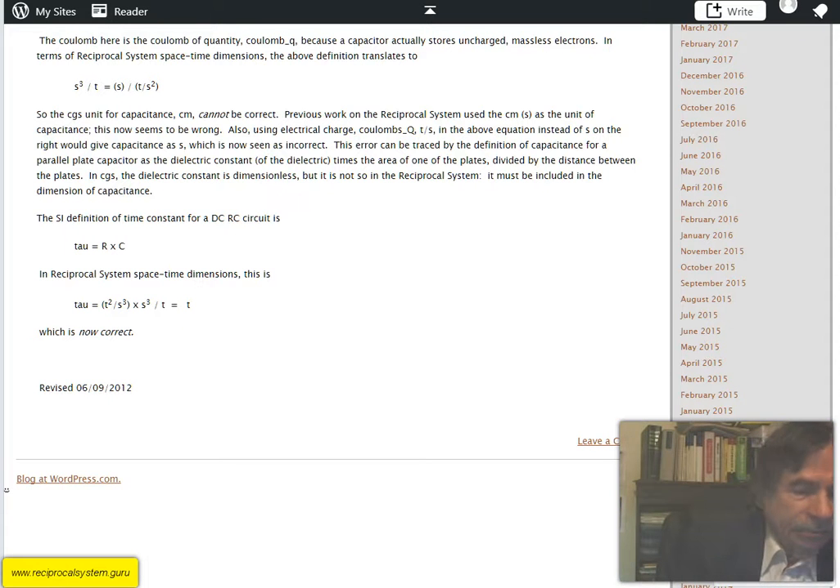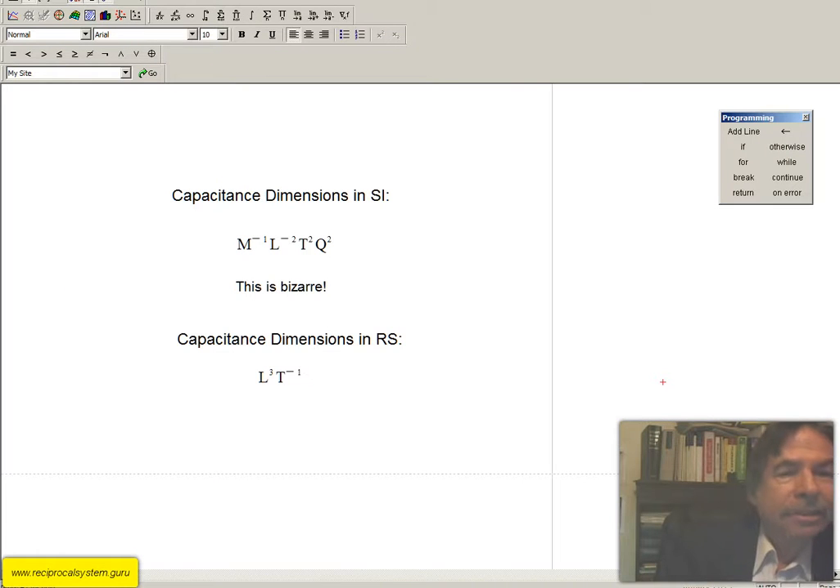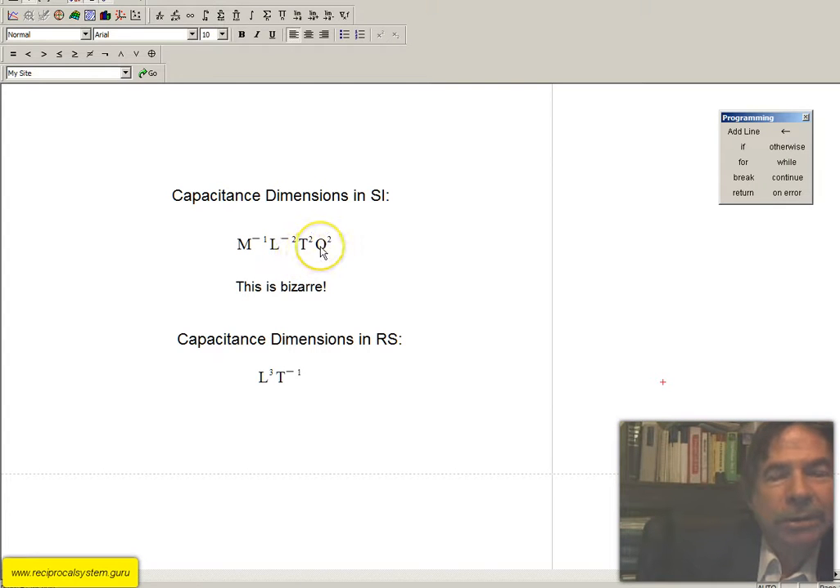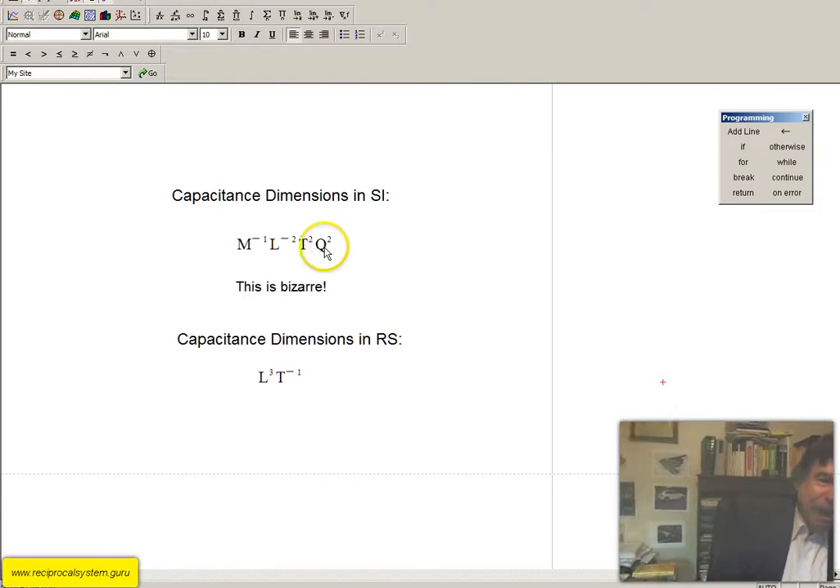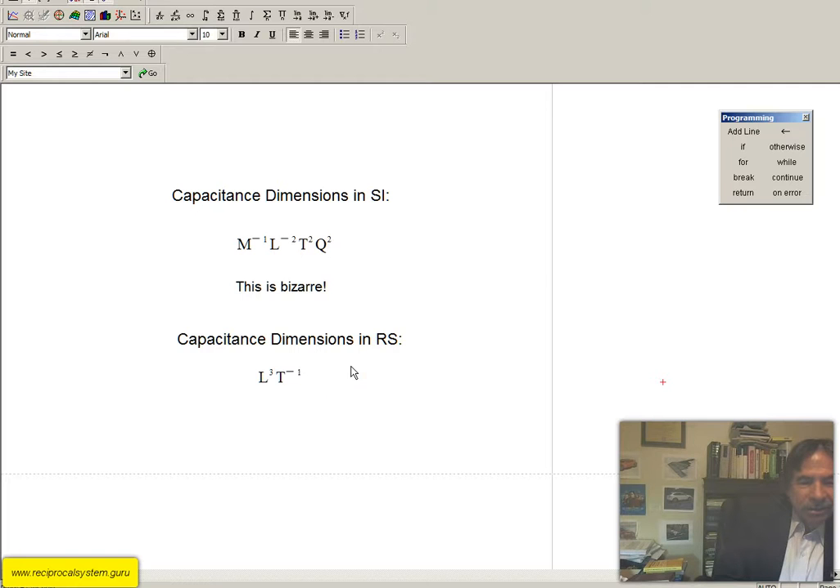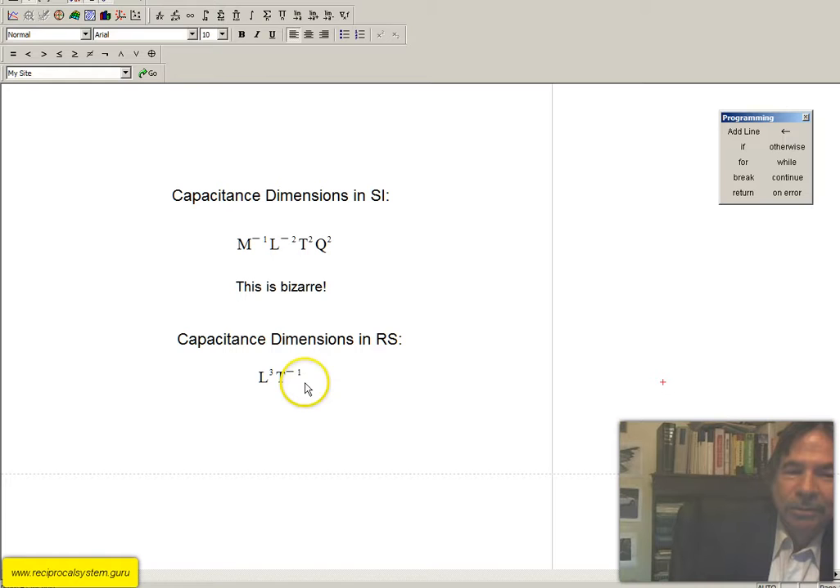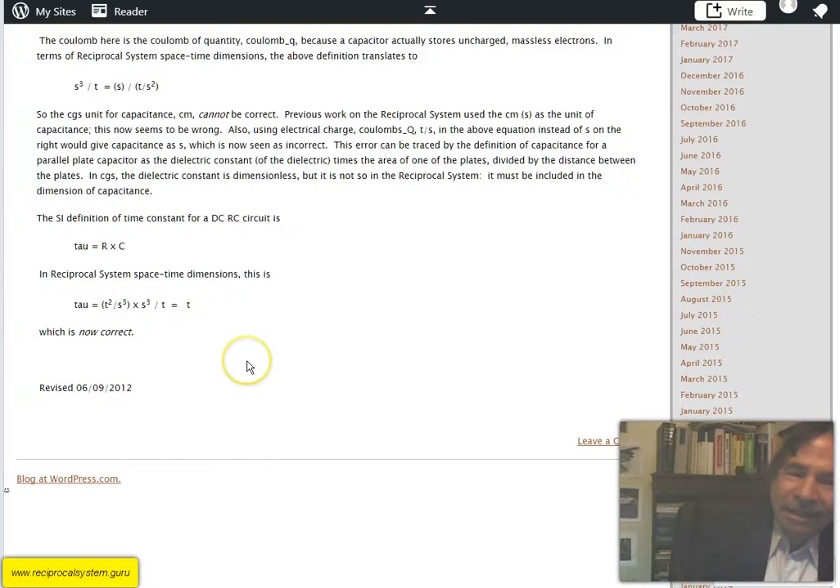Now let's just take a look at the capacitance dimensions in SI. This is in MathCAD here. Using the standard notation for dimensional analysis, we have M, or mass to the -1 power, times L to the -2 power. L is space, or length. T is time, that's T squared, and Q is charge squared. That's totally bizarre. But this is what you're taught in college, and it's just dead wrong. And incidentally, there are conversion factors between this and the centimeter unit for capacitance in CGS. So the farad, as defined here, is really bizarre. And in terms of the standard dimensional analysis, the capacitance dimensions in the reciprocal system are simply L cubed times T to the -1. This has been verified now. So, as I said, that's the only mistake that's been made.